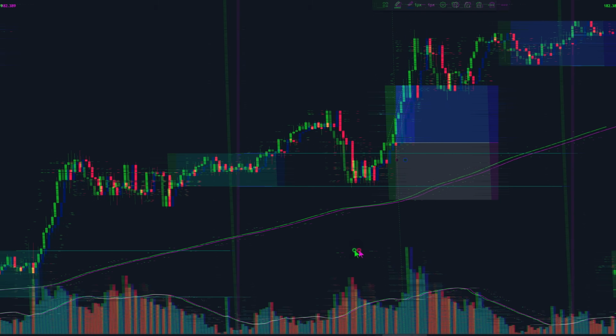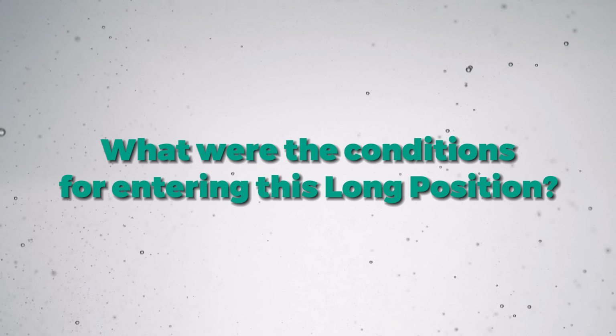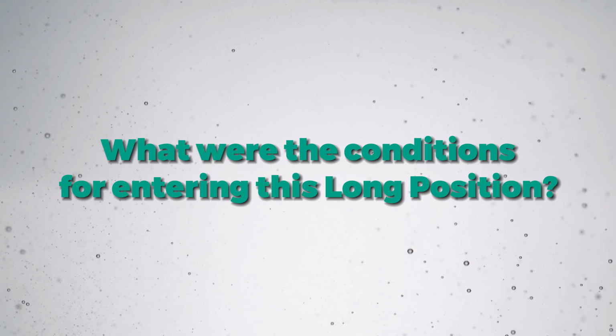Let's take a look at an example. So right here, we had a long position. Now, the question is, what were the conditions that prompted us to enter this long position?